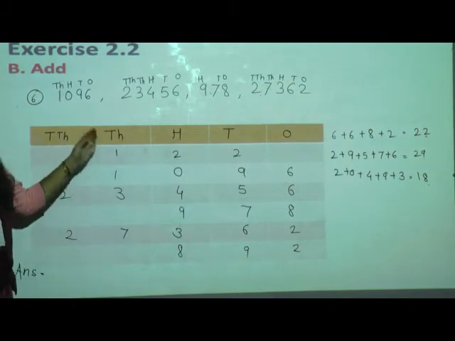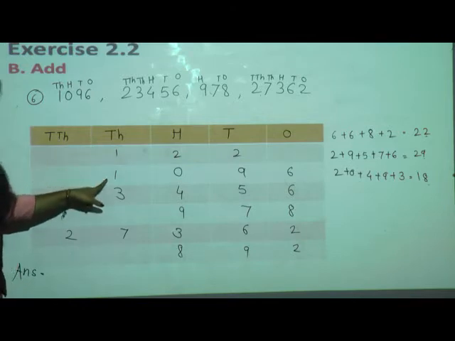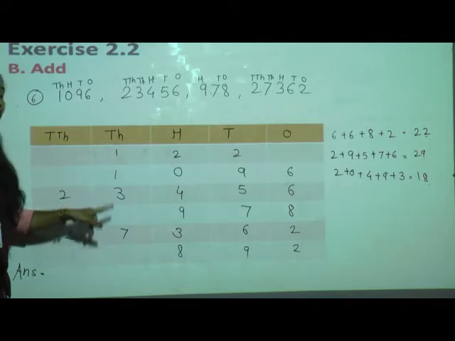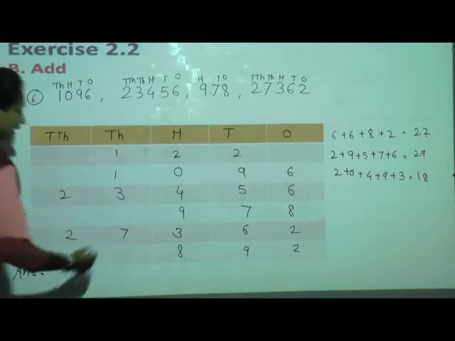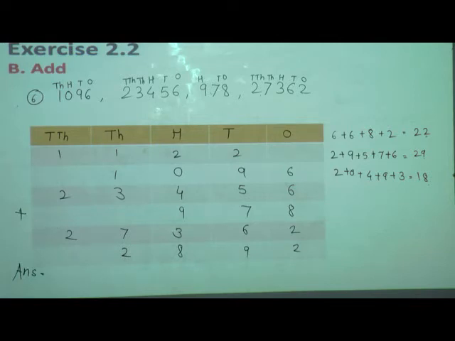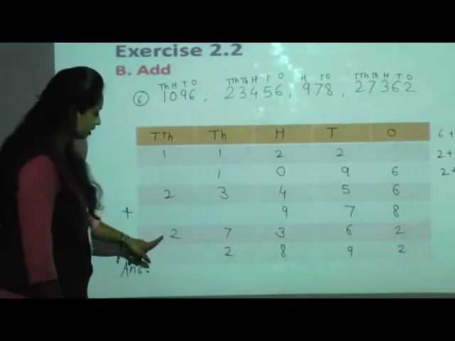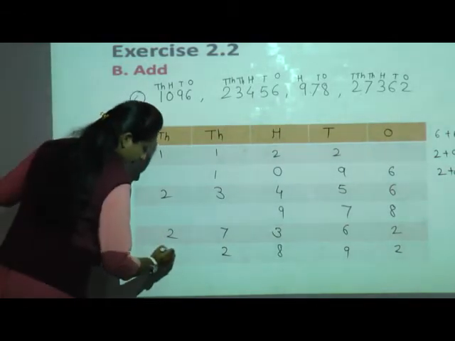See what I am saying? You can do it from here also. Doesn't matter. 1 plus 1 is 2. 2 plus 3 is 5. 5 plus 7 is 12. So write 2 here and 1 will carry to the 10,000s place. 1 plus 2 is 3. 3 plus 2 is 5.